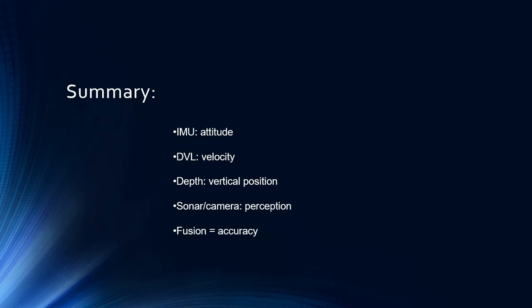In summary, AUVs combine several sensors to estimate their state and understand the environment. IMUs provide orientation, DVLs estimate velocity, depth sensors give vertical position, and sonar or cameras help with perception.